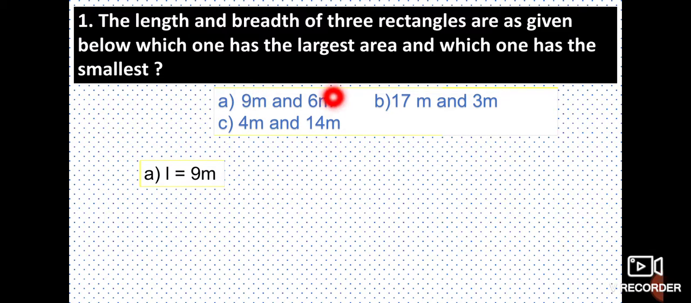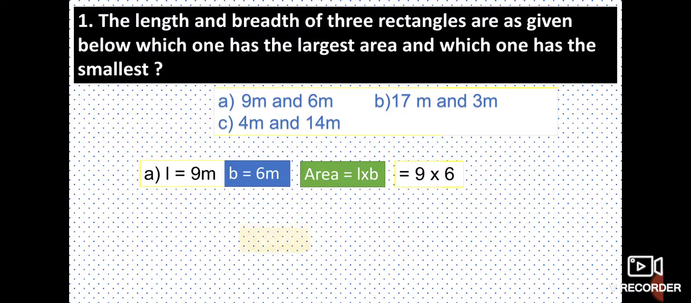Length and breadth are given in each question. First, L equal to length equal to 9 meter, breadth equal to 6 meter. We already studied the equation for finding area. Area equal to L into B. That is 9 into 4 equal to 54 meter square. So, question A has an area of 54 meter square. Through this method, we have to find the area of question B and C.